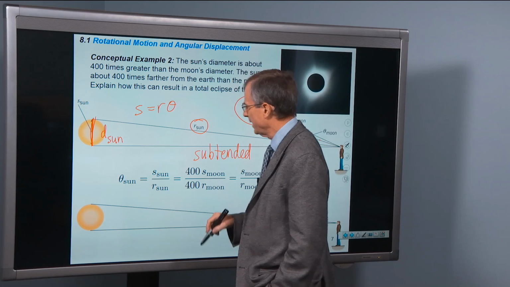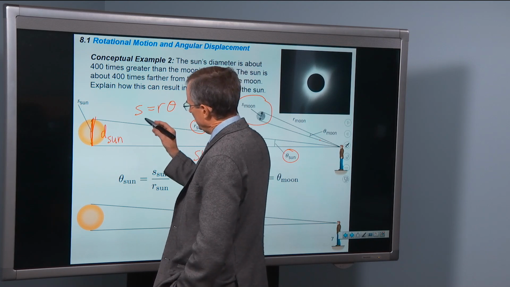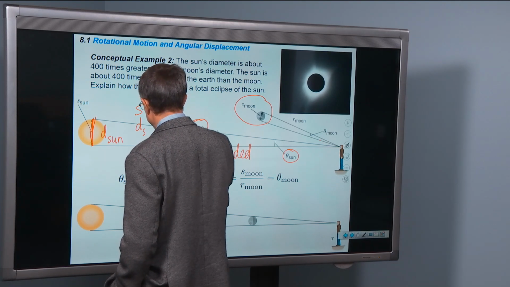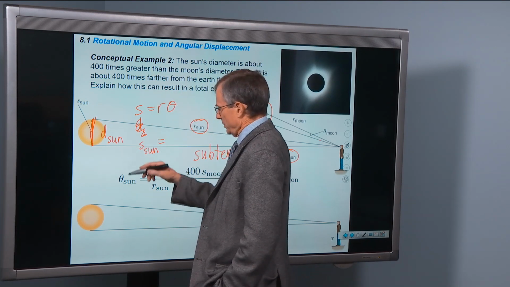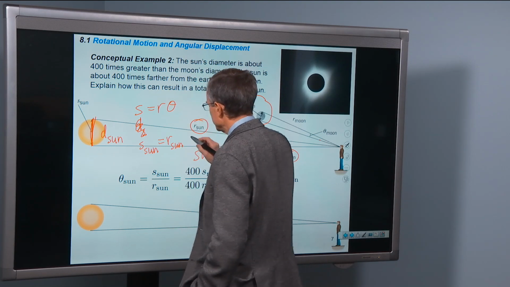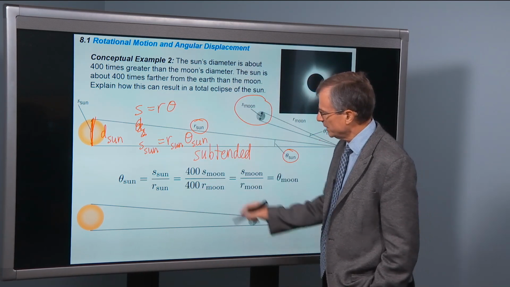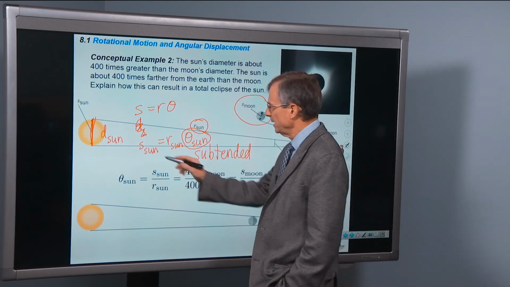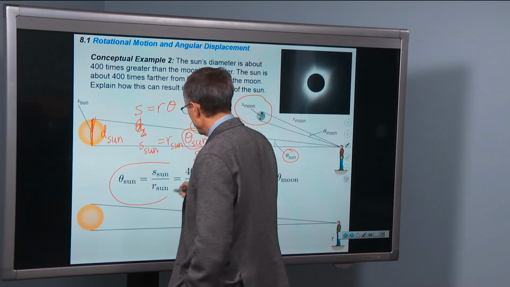So if we apply that to this situation for the sun, the arc length is essentially the diameter of the sun. Well, actually, S sun equals the radius to the sun times the angle subtended by the sun. And we can solve that for theta sub sun. So that's the angle subtended by the sun, is essentially the diameter of the sun divided by the radius. And so that's this equation right here.